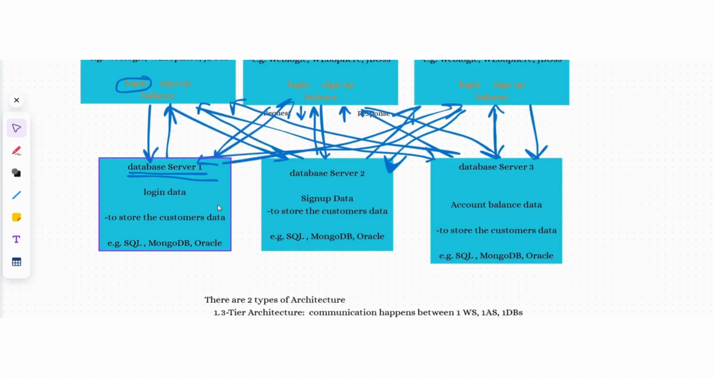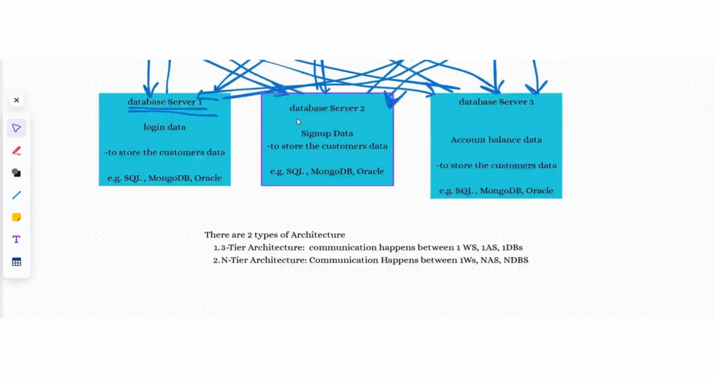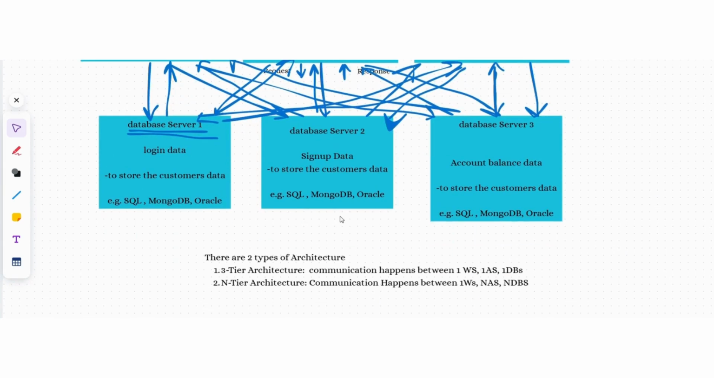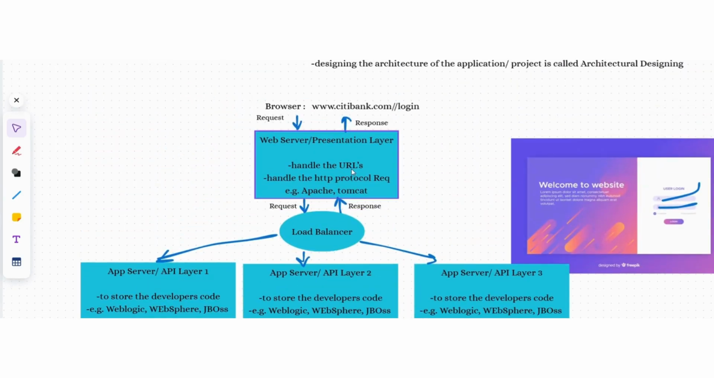Now the question is, why do we usually have only one web server? In the n-tier architecture there are n number of app servers, n number of database servers. Why are n number of web servers not used? Because the web server's job is to handle URLs or protocol requests. It doesn't process heavy logic like the app or the database server. So usually one is sufficient.